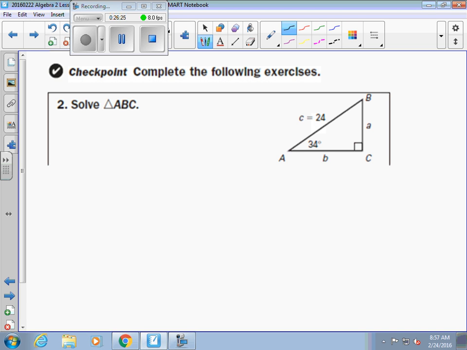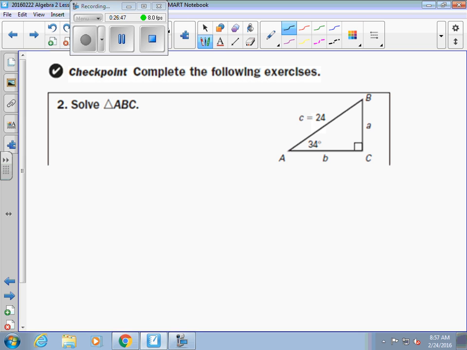This one on the checkpoint tells us to solve this triangle ABC. Solving a triangle means 3 sides, 3 angles. We have 2 angles already. That is the easiest thing to solve. Then is the third angle. Remember, B's angle is going to be complementary with A's angle. That means together they make 90 degrees. So what number do you have to add to 34 to get 90?